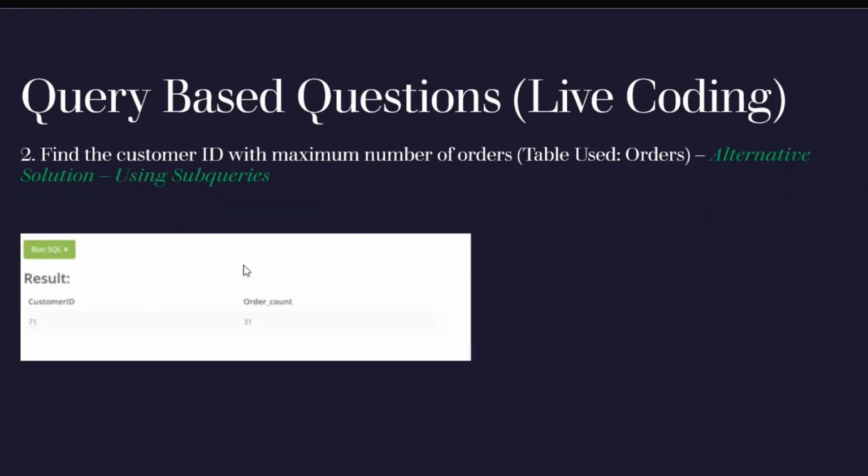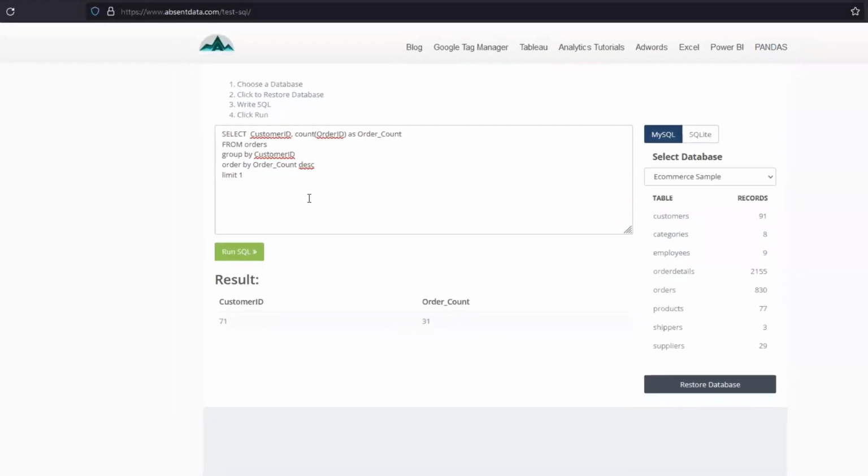Now, coming to a more sophisticated and complex solution. Let's say there are some ties in the table. The correct way to solve it could be using a subquery. So let's see how we do it. Here, let's remove limit and run the query again.